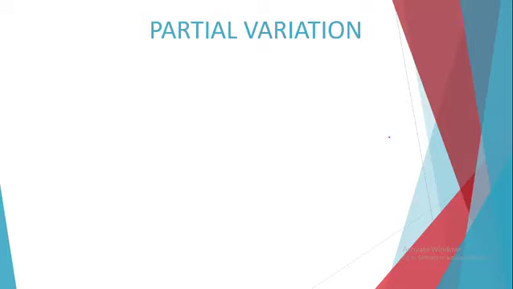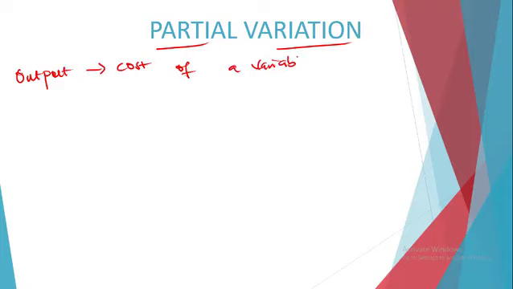Okay, so let's quickly go to partial variation. In partial variation, we talk of two things that determine the output or the cost of a variable. Let's take for instance a tailor trying to make a dress. Two variables are considered. And what are these two variables?